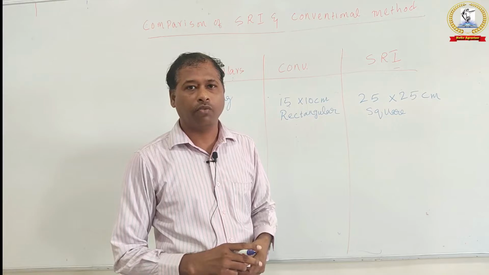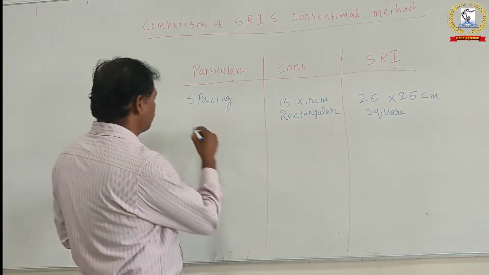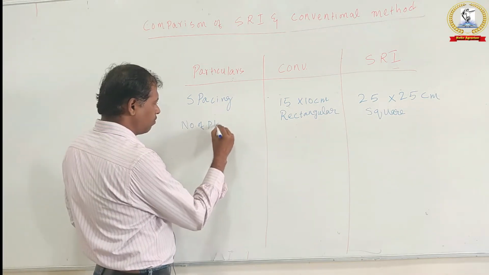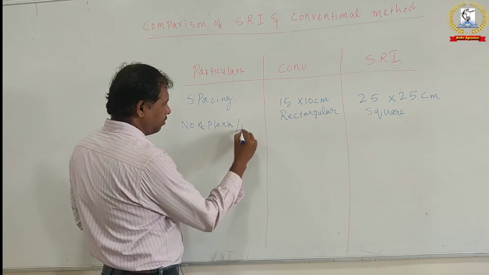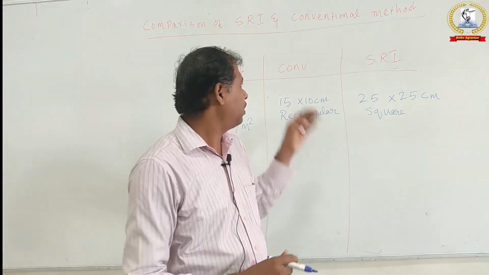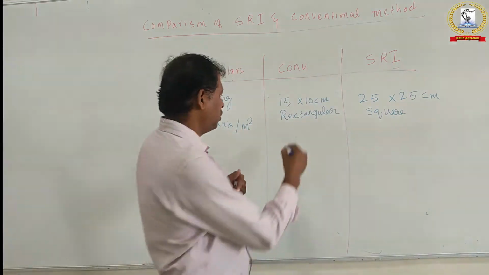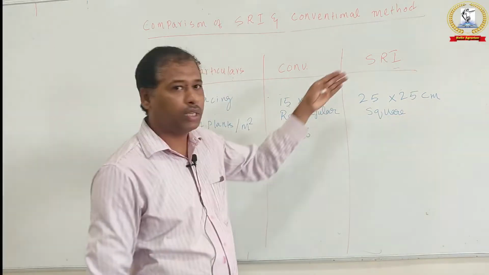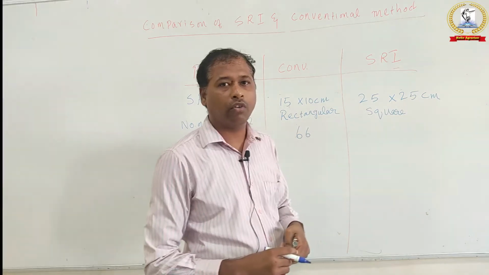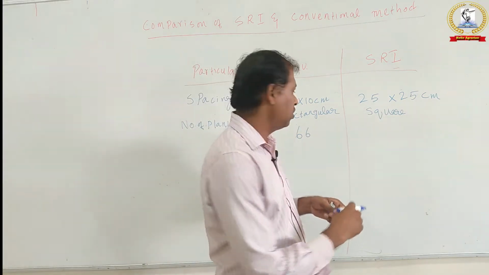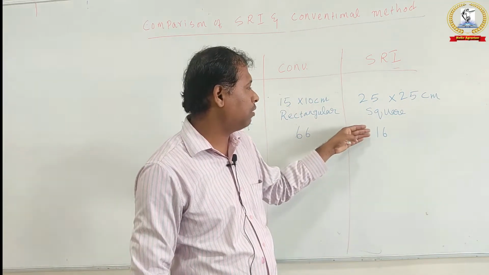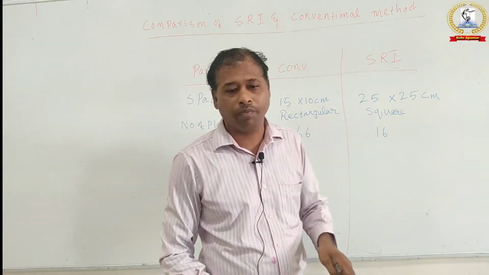Next one is number of plants per square meter. In the conventional method, the number of plants per square meter is 66, whereas in the system of rice intensification, we are maintaining 16 plants per square meter. You see, we are maintaining a plant population of just 16 per square meter.